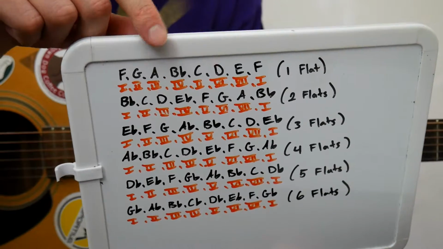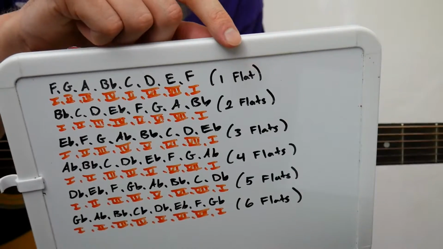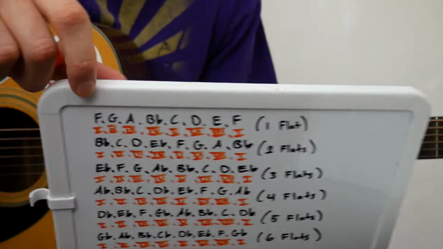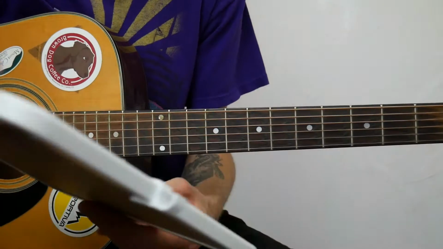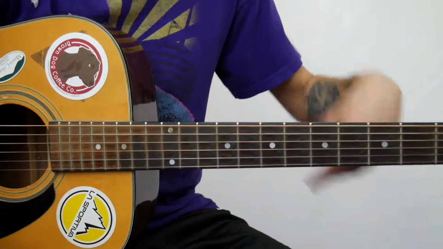So F, G, A, B flat, there's that one flat, C, D, E, F. That's the F major scale. That's what I played on the guitar, and you can apply the 1 3 5, the 1 3 flat 5. Feel free to play around with that before jumping to the B flat. But we're just going to jump on ahead to the B flat.